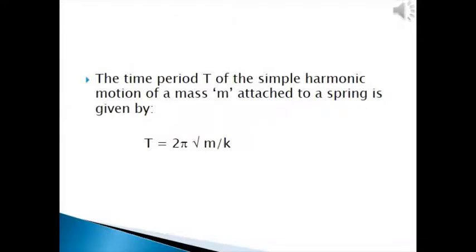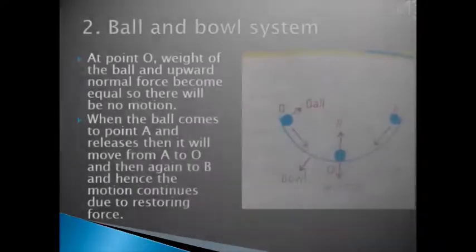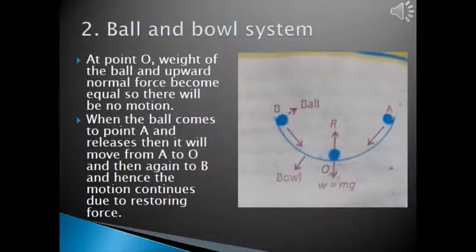In the end, the time period of simple harmonic motion of a mass attached to a spring can be calculated by the formula T is equal to 2 pi under root m over k, where m is the mass of the object which is attached to the spring and k is the spring constant. We have discussed the motion of mass attached to the spring in detail.